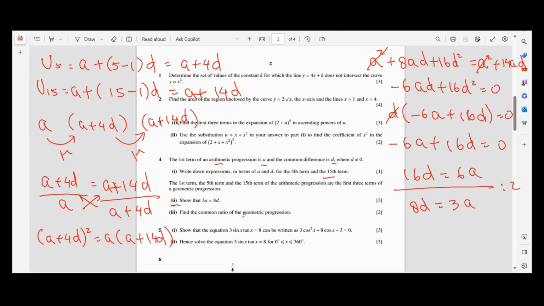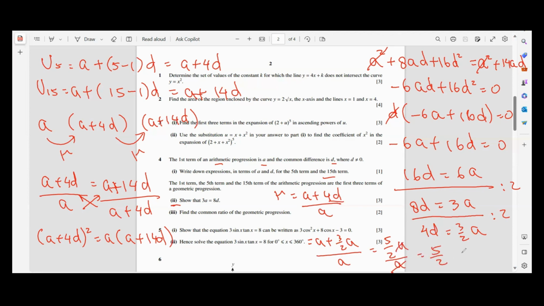It asks us to find the common ratio of the geometric progression. So the ratio is A plus 4D over A. I will substitute: dividing everything by 2 again, 4D equals 3 over 2 A. So A plus 3 over 2 A, over A, so 5 over 2 A over A. And then we can cancel the A. Got the answer 5 over 2. That is for number 4.